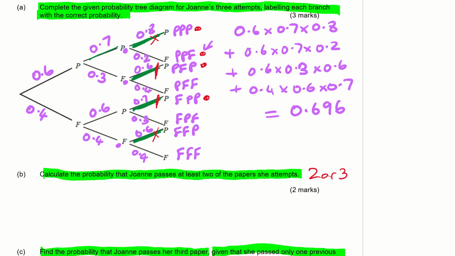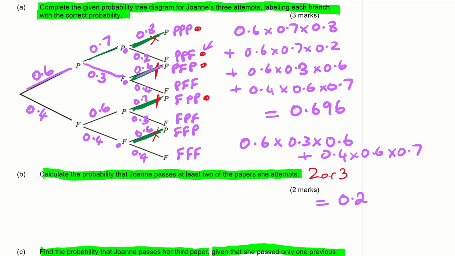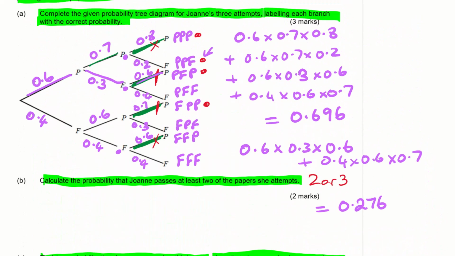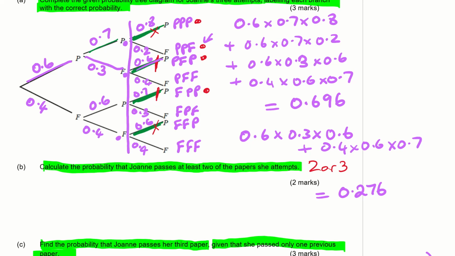So for passing the ones that we want, we've got 0.6 times 0.3 times 0.6, which is this one. And then we have 0.4 times 0.6 times 0.7. And we need to calculate that. And that gives us 0.276.